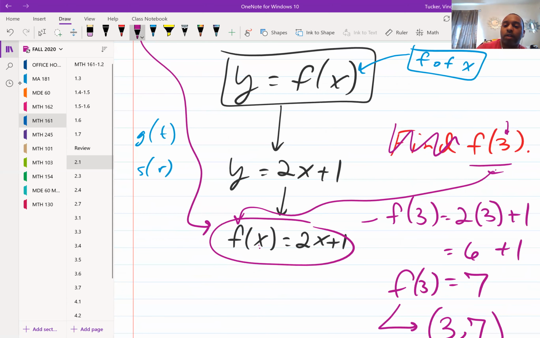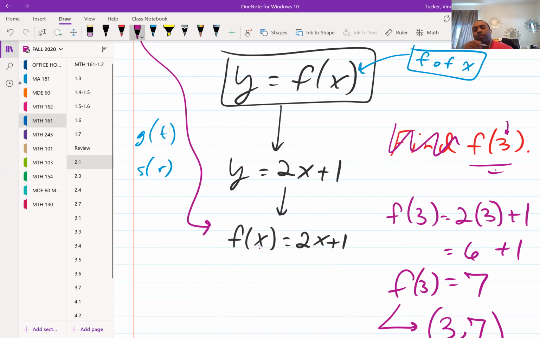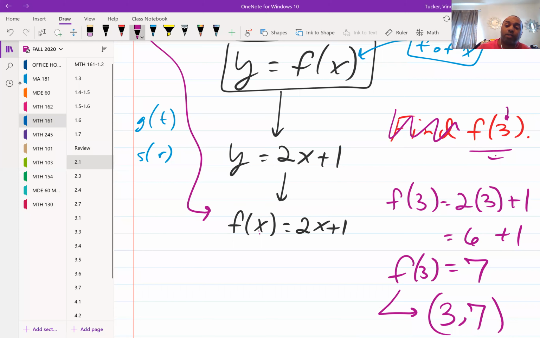And that's what we're doing right here. So you have f of 3 is equal to 2 times 3 plus 1. 2 times 3 is 6, plus 1 is 7. So f of 3 equal to 7 is also the same thing as telling us that our ordered pair is (3, 7), because you plugged in 3 for x and got out 7, and that is your y.